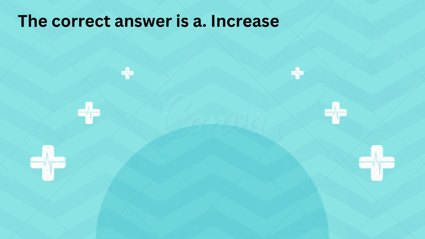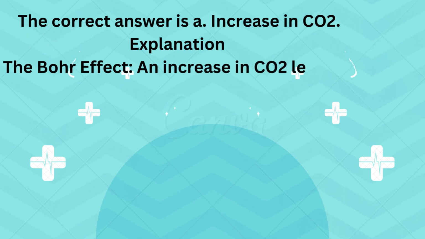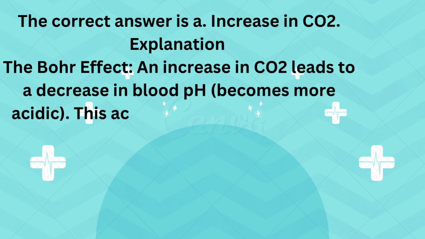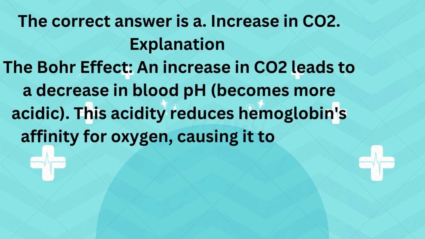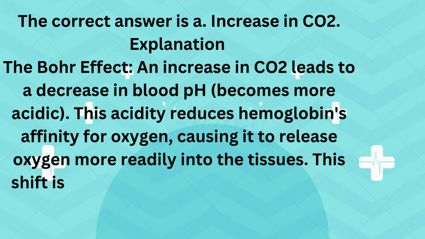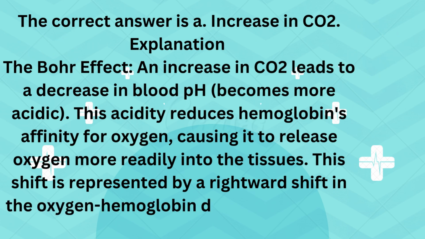Increase in CO2. Explanation. The Bohr effect: an increase in CO2 leads to a decrease in blood pH, becoming more acidic. This acidity reduces hemoglobin's affinity for oxygen, causing it to release oxygen more readily into the tissues. This shift is represented by a rightward shift in the oxygen-hemoglobin dissociation curve.